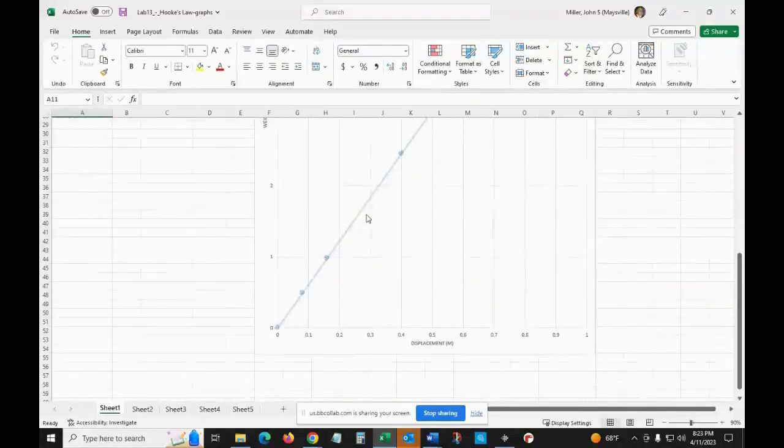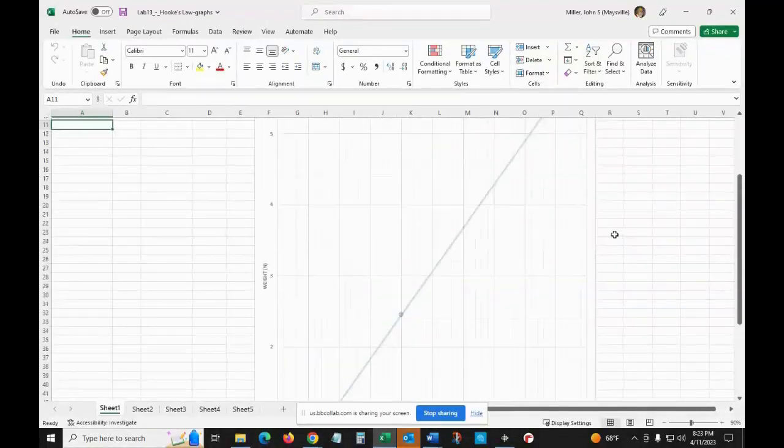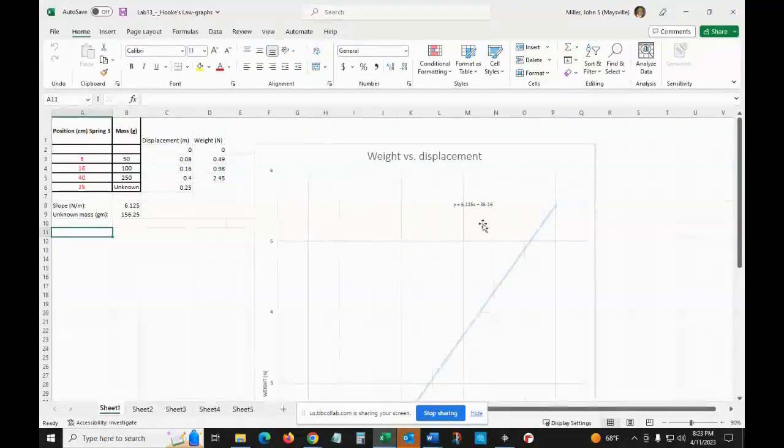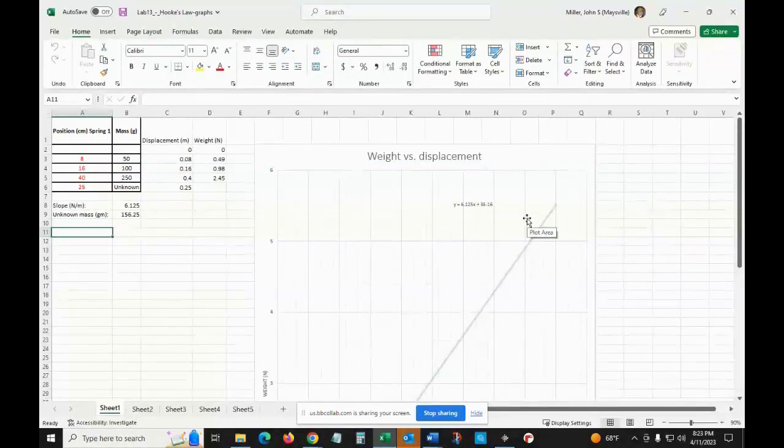After determining the mass from the graph itself, check your answer using the equation provided by Excel, assuming you use Excel to do your graph.